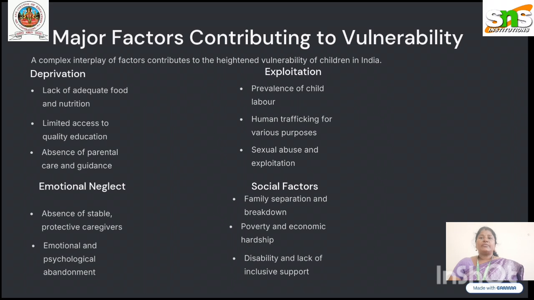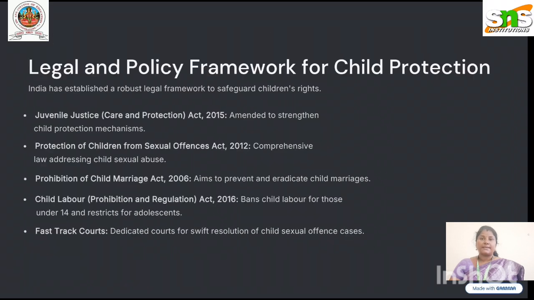Legal and policy framework for child protection. The Juvenile Justice Care and Protection Act 2015 was amended to strengthen child protection mechanisms. The Protection of Children from Sexual Offences Act, POCSO 2012, is a comprehensive law addressing child sexual abuse. The Prohibition of Child Marriage Act 2006 aims to prevent and eradicate child marriages. The Child Labor Prohibition and Regulation Act 2016 bans child labor for those under 14 and restricts it for adolescents. Dedicated courts ensure swift resolution of child sexual offense cases.